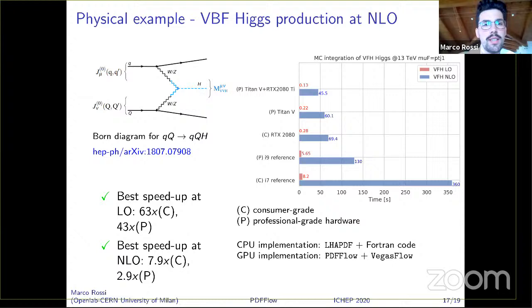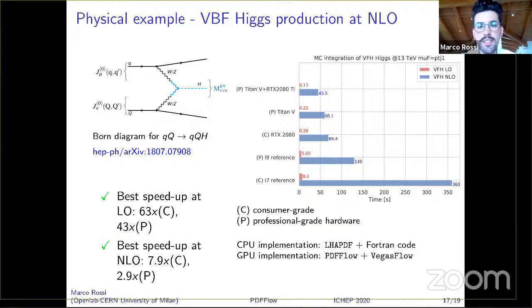We are happy to say that this is the first physical example at next to leading order, all ported on GPU. So this is achieved again with PDFFlow and VegasFlow. In this plot on the right, we compare the performance on CPU for the state-of-the-art code at next to leading order, LHAPDF plus a Fortran implementation of the Monte Carlo integrator that takes around 360 seconds on a consumer grade Intel i7 CPU.